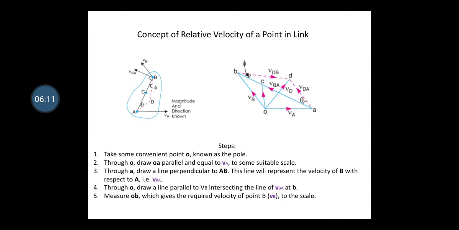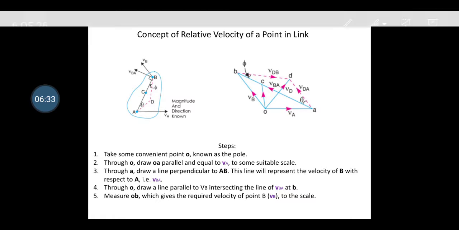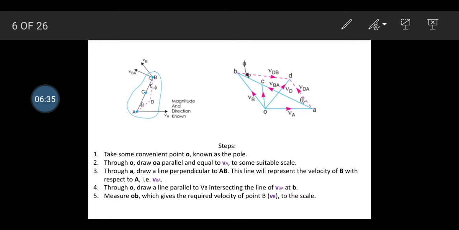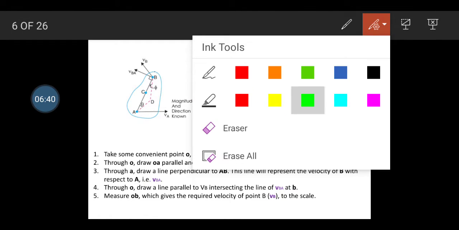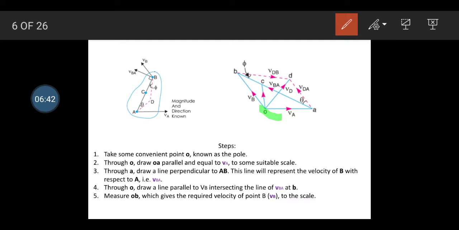Now coming towards the concept of relative velocity of a point in a link. As we are able to see, there are some steps which we need to follow. First of all, we will take a point O, known as a pole point. So here this is the point O.